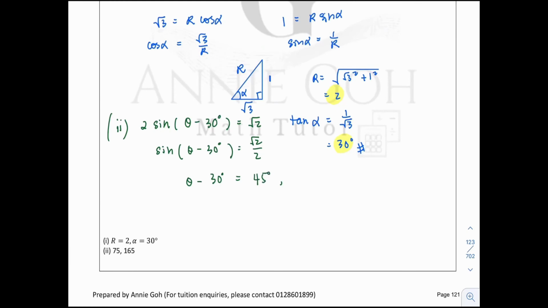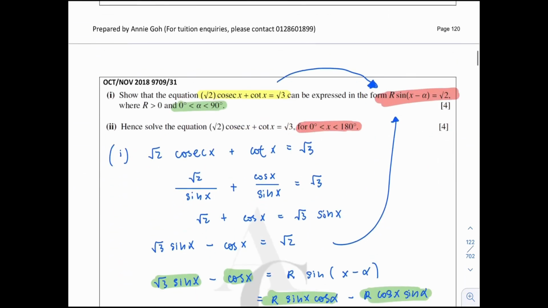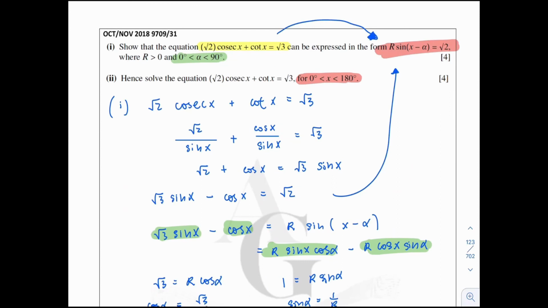Since the sine here is a positive value, which means the answer should be from the first and second quadrant. So the next answer should be 135, which means the final answer here should be just equal to 75 degrees and 165 degrees. This is how we solve for this question. And that is all for the lesson today. Thank you.